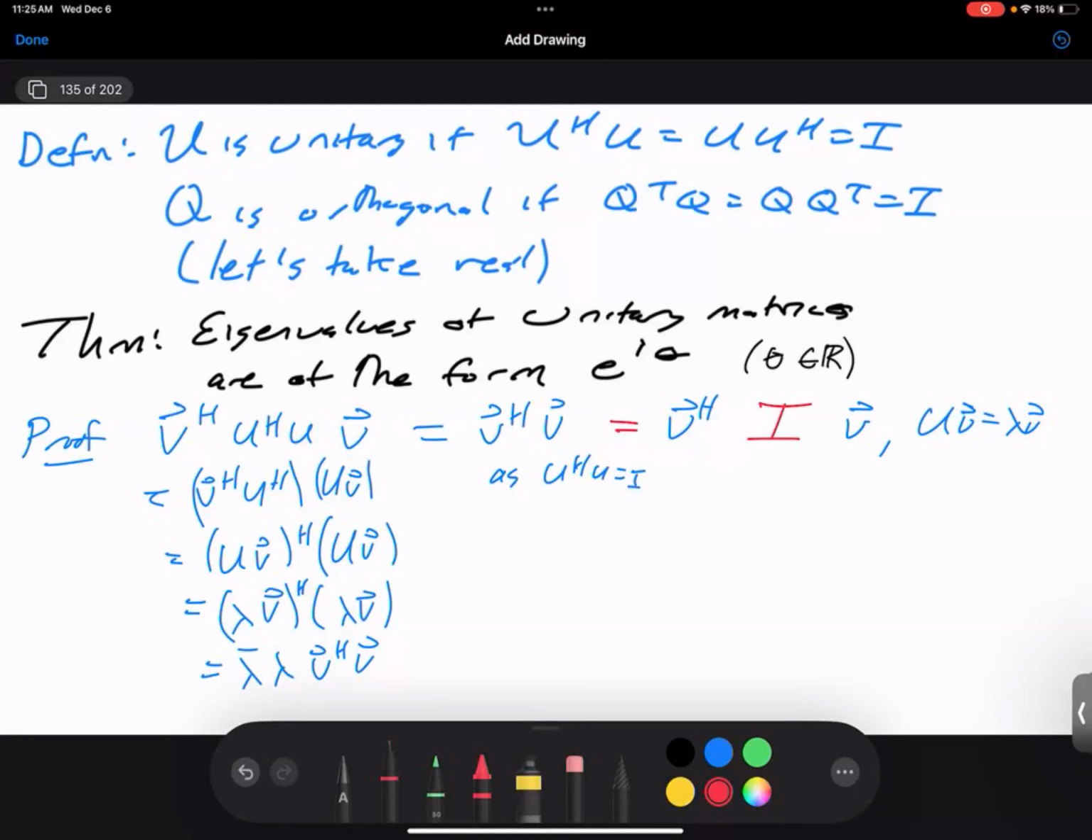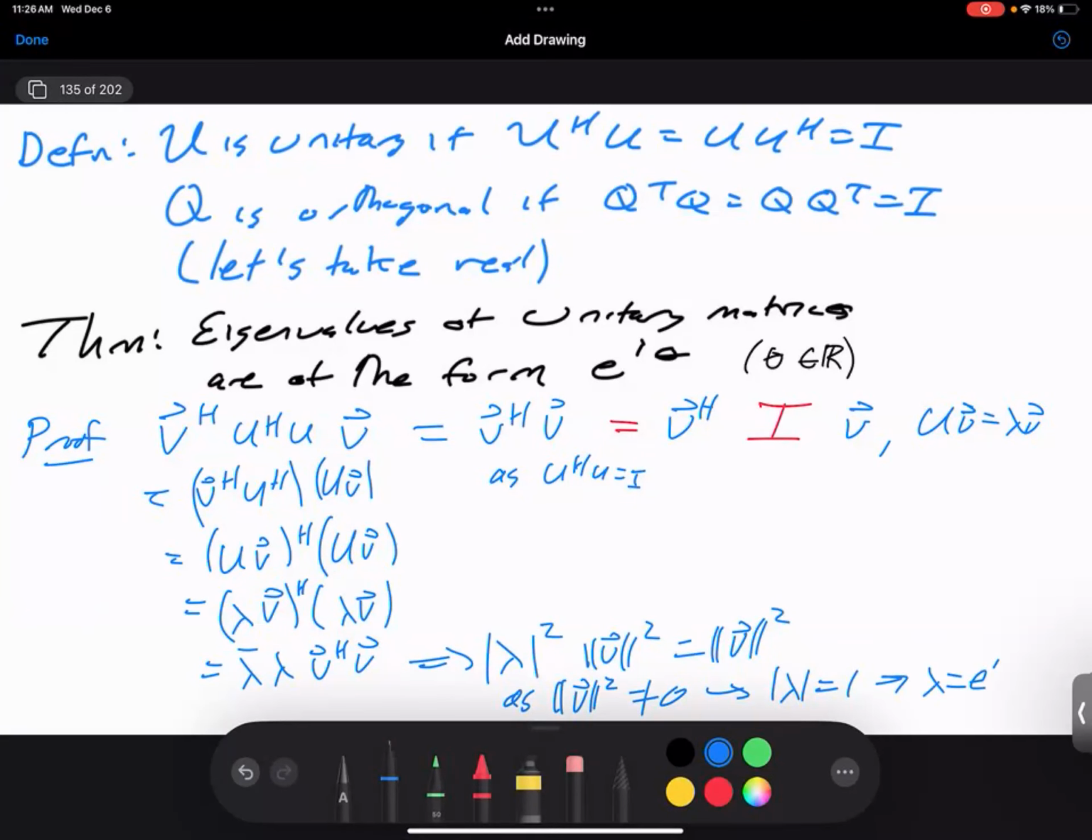So we know that this is just VHV. So we get that the absolute value of lambda squared times the length of V squared is the length of V squared. As the length of V squared is not zero, that implies the length of lambda equals one, which implies lambda is e to the I theta. And there's a proof that if I have a unitary operator, its eigenvalues are going to be of the form e to the I theta. So I did this for unitary matrices.